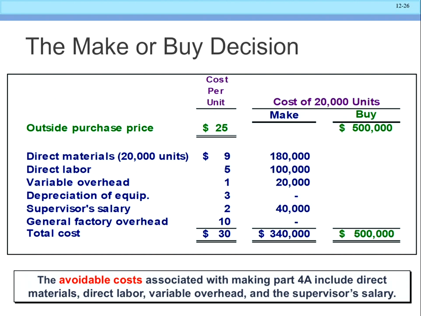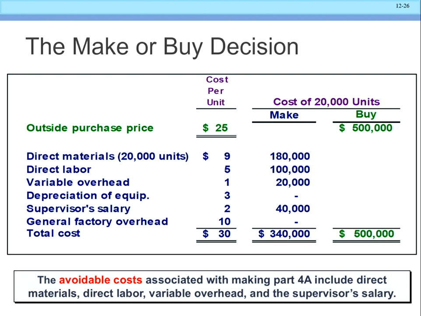So if we now dwell into the relevant cost of making, we can see that it actually costs us 340,000 to make inside, whilst buying from the supplier is going to cost us 500,000. So what is the best decision here? Definitely the best decision is for us to continue making from inside.